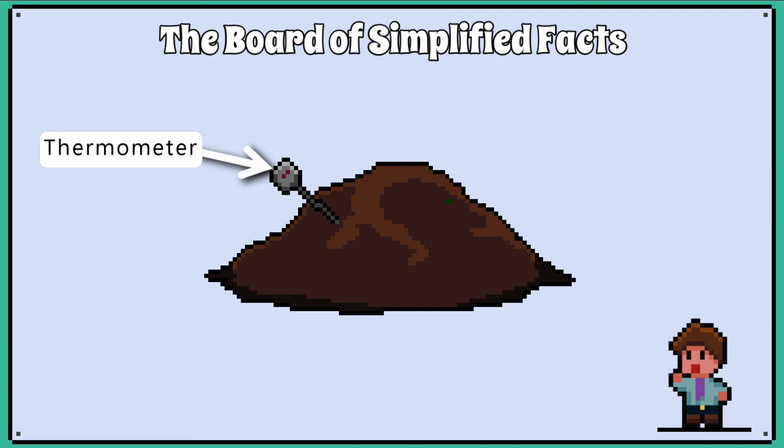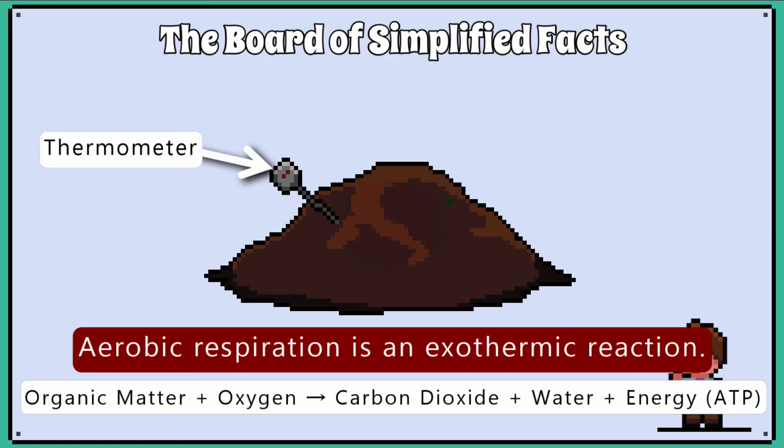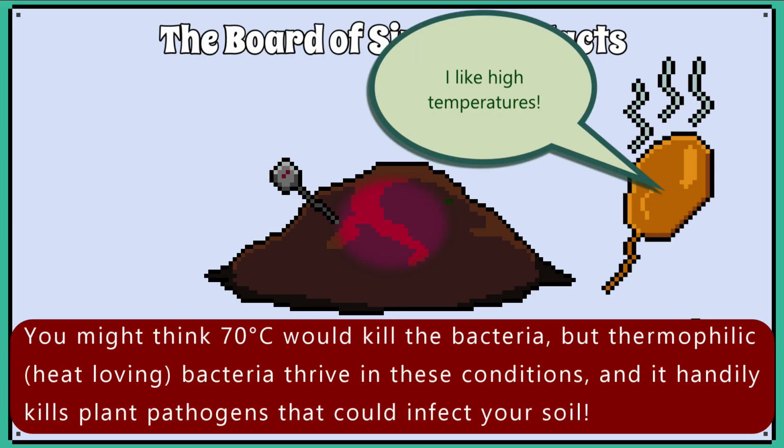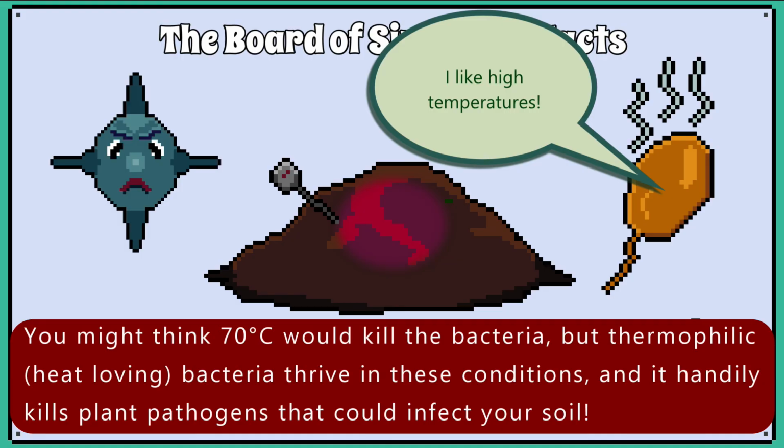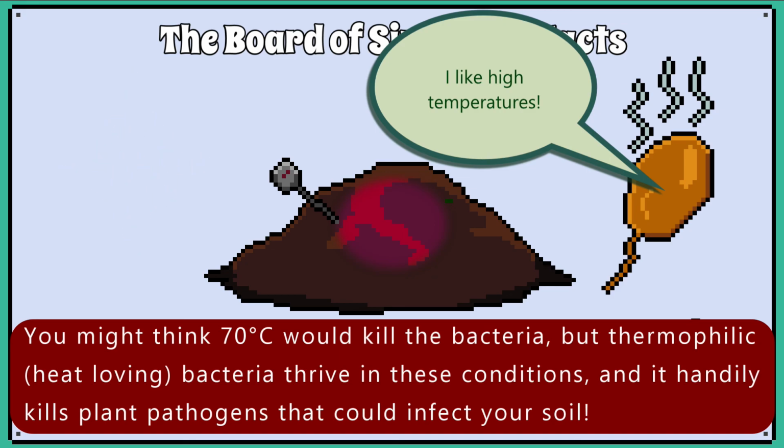I had a thermometer measuring the temperature, and I was aiming to keep the pile above 40 degrees Celsius, but would often have periods of the temperature being above 70 degrees Celsius. The reason compost gets so hot is because the microorganisms release heat as they aerobically respire, and that causes the temperature to rise because it is trapped in the center of the pile. You might think that 70 degrees Celsius would kill the bacteria, but thermophilic, meaning heat-loving bacteria, thrive in these conditions, and it handily kills plant pathogens that could infect your soil.